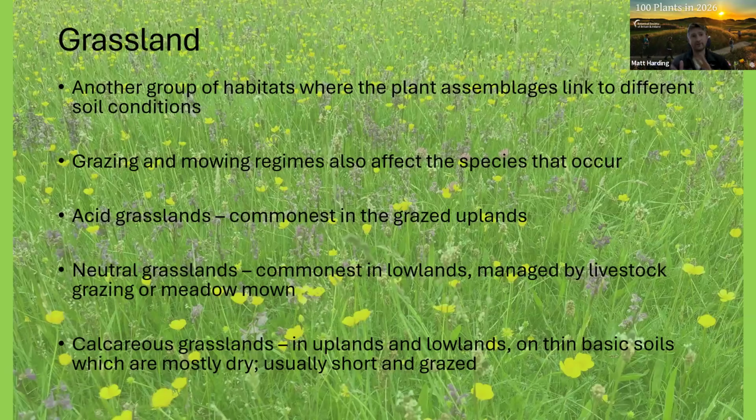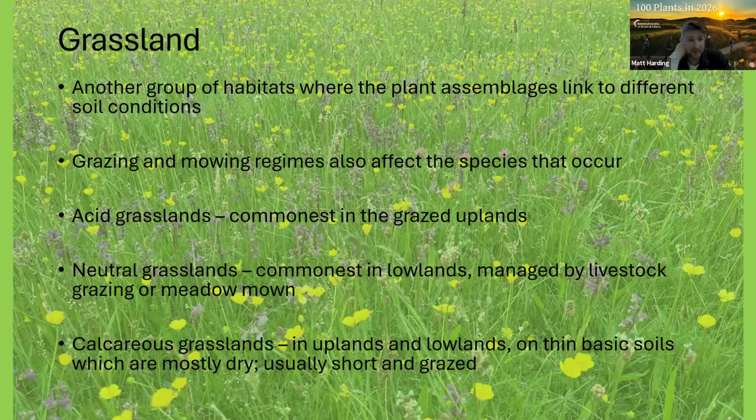So we whistle-stopped our way through woodland, now on to grasslands. And this is another group of habitats where the plant assemblages are very strongly linked to the soil conditions, particularly the pH, and how grazed they are also affects the species that occur.